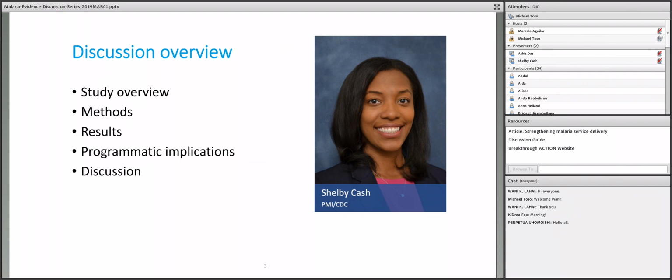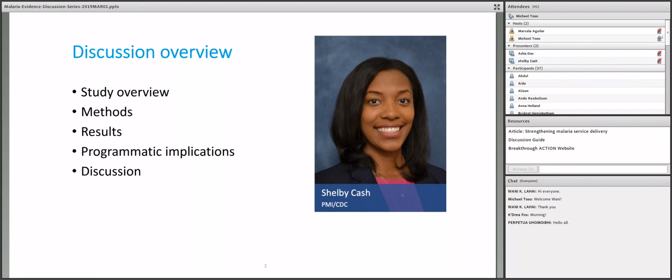The goals of this evidence discussion series are to convene malaria social and behavior change practitioners who are interested in learning from emerging research. We've made every effort to make sure these discussions are accessible to every level of comfort with research methods and terminology. Malaria SBC practitioners should be able to comfortably read, interpret, report on, and apply findings from peer-reviewed literature, and our goal is to help with that.